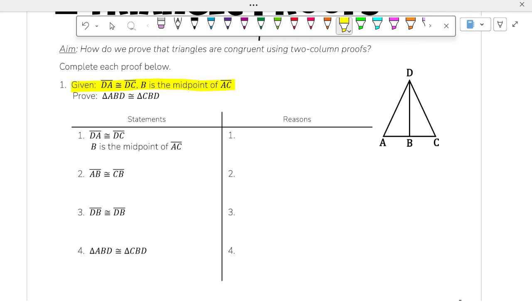All right. So my recommendation, whenever you're doing proofs, you go ahead and mark what they tell you. So side DA is congruent to DC, so that means these two sides are congruent. And it says that B is the midpoint of segment AC. So that little dot right there is a midpoint. Now, whenever you do a proof, you always state the given first. So the first couple of proofs we're going to be doing, they already gave us the statements. We just have to state the reasons.